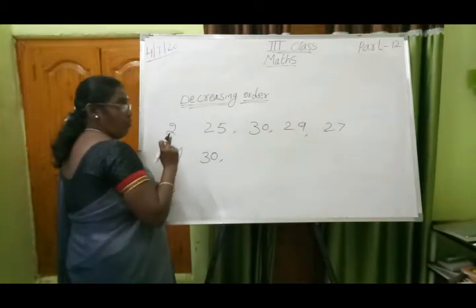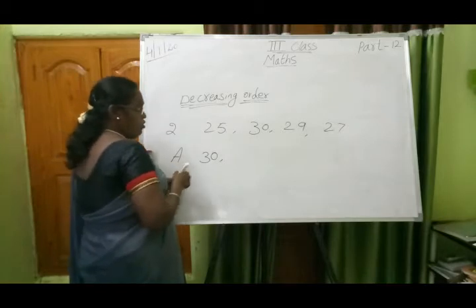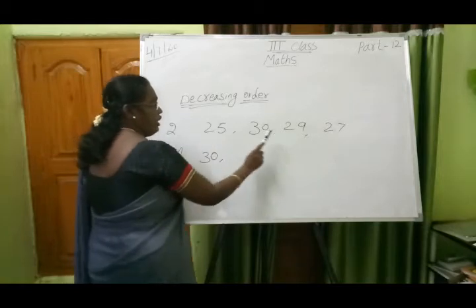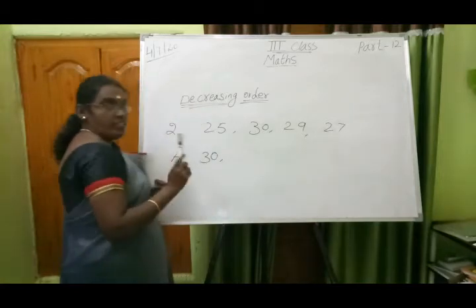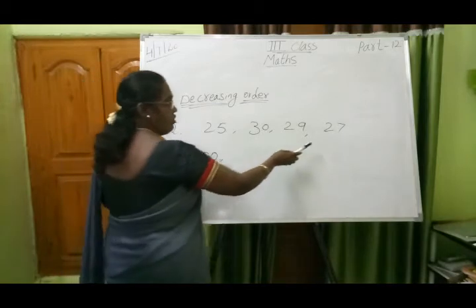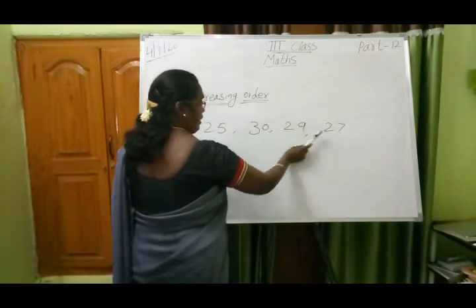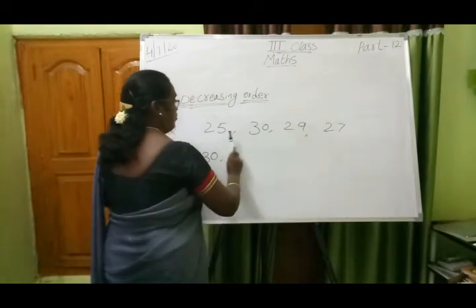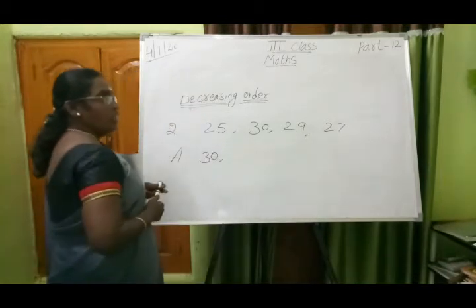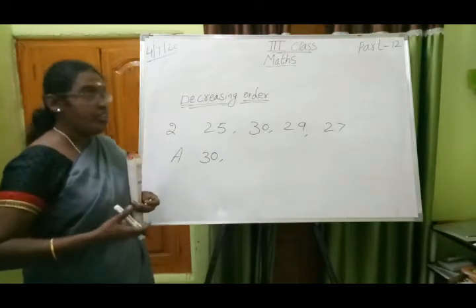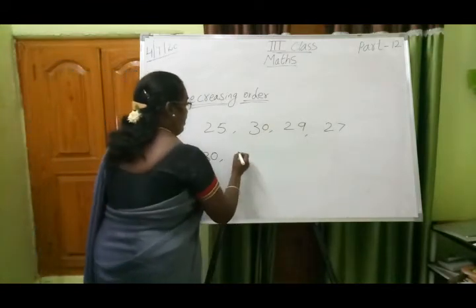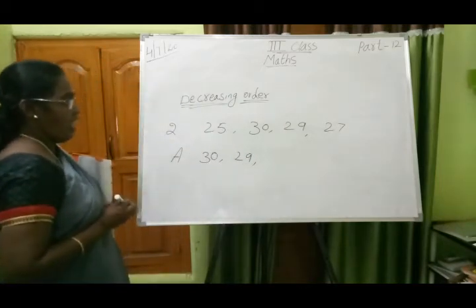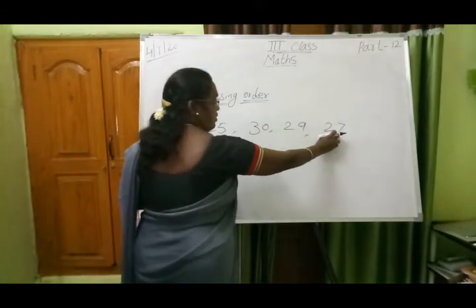The same. Now we see the ones place, children. Here the tens place is the same only, no, children? Here 2, here 2, and here 2. Now we see the ones place. See here, what is given in the ones place? 7. Here 9. Here 5. 7, 9, 5. Which is the biggest number here? In the ones place, which is the big number, children? 9. Yes. So we have to write here 29. After that, what will come, children? 27.